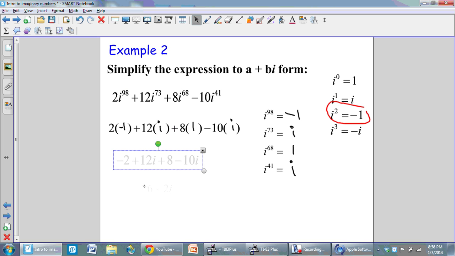Simplify. Combine the like terms. Here we got 12i. We got negative 10i. That's 2i. And then we got 8. Take away 2, that's 6. Since you wanted an a plus bi form, make sure the 6 goes first. That's your final answer.